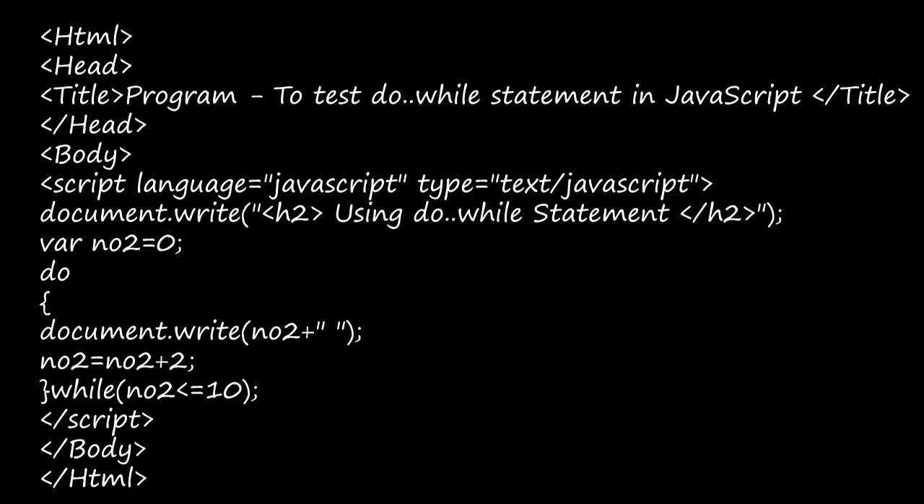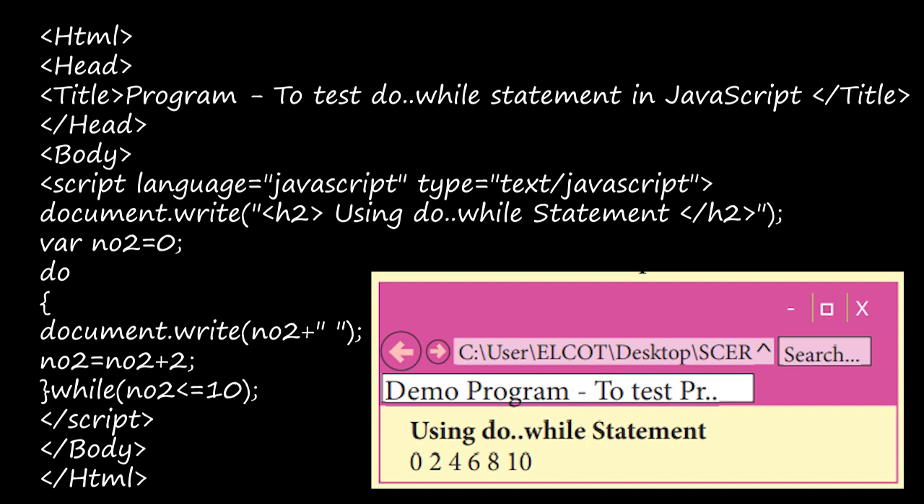And then it will check while no2 is less than or equal to 10, right? The value of no2 is 2, right? So it will again execute it. Document dot write no2. What is the value there? 2 space, right? no2 is equal to no2 plus 2. 2 plus 2, 4. So here the no2 value becomes 4 and then again it will check while no2 is less than or equal to 10.